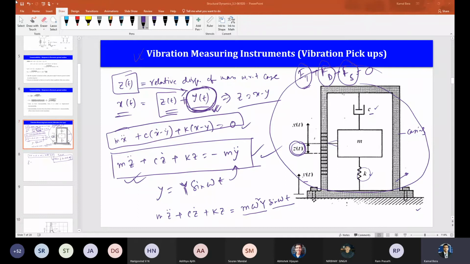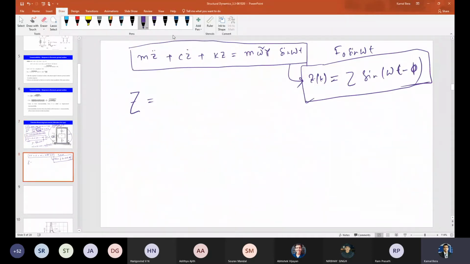Yeah, so where are we? Okay, so you obtained the expression. Now we are going to solve this. The solution of this equation you have already done: m x double dot plus c x dot plus k x equals F naught sine omega t. We have done it for cosine omega t, but it doesn't matter actually.